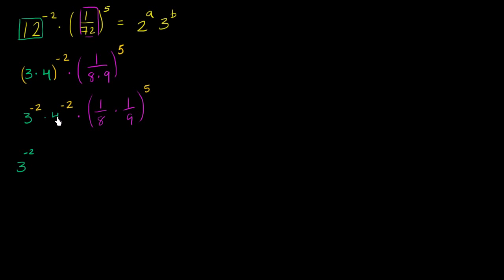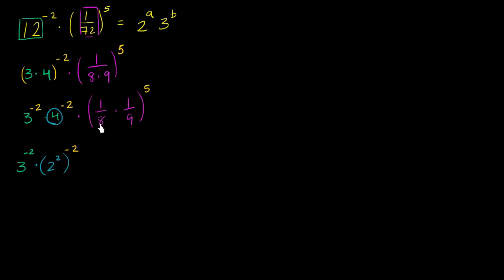Now, what is 4 to the negative 2 power? Well, 4, let me introduce a new color here. 4 is the same thing as 2 squared. So it's going to be times 2 squared to the negative 2 power.